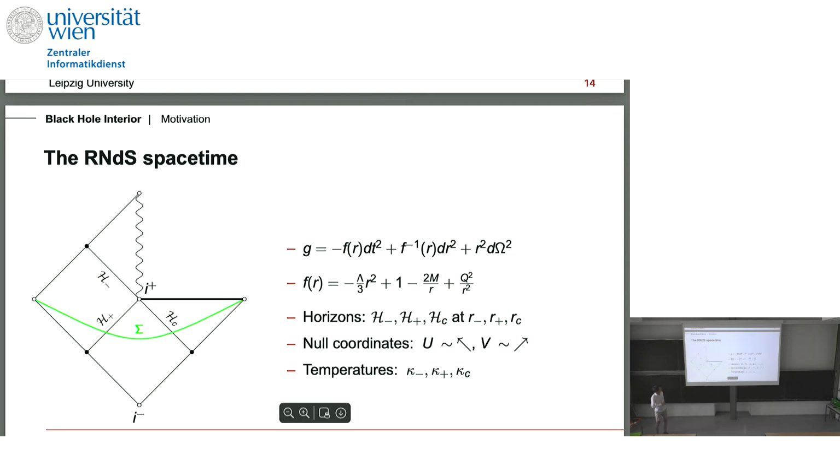Okay, so now there's an interesting twist to this, which comes about by adding a positive cosmological constant, which gives one interesting new region to the picture. Of course, it again repeats itself, which is this cosmological horizon. The horizons correspond to the roots of this function f appearing in the metric. I'll call them h minus for inner horizon, h plus for event horizon, and hc for cosmological horizon. There are some Kruskal type null coordinates going up right for v and up left for u. These horizons have different temperatures in general, called kappa.